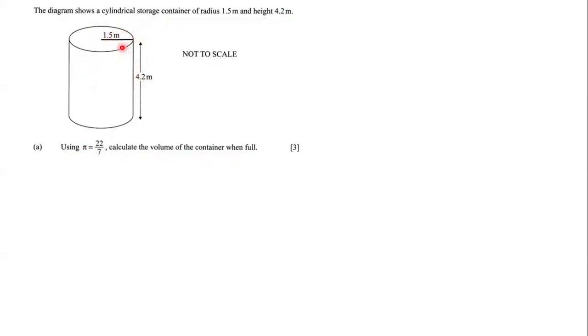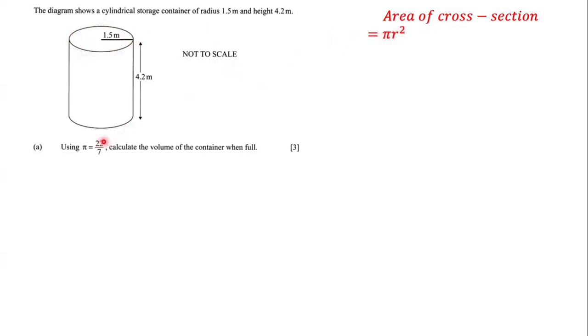And so the first thing that we're going to do is figure out the area of the cross section. And this will help us to figure out the volume. Now, what is the cross section of the shape? Well, the cross section of the shape is a circle. And so we have to figure out the area of this circle. Now, the formula for the area of the circle is pi r squared.